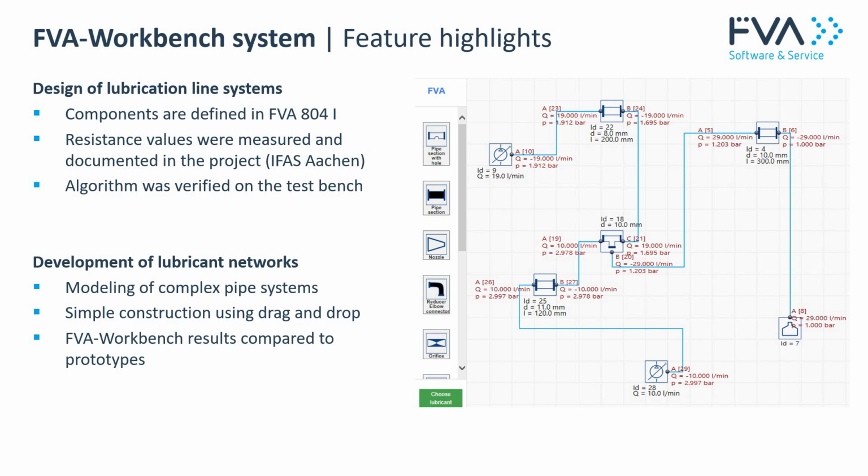And finally, we have another new feature for the design of lubrication line systems and development of lubricant networks. So, a method for designing hydraulic networks was developed in FVA Project 8041. This was a study of hydraulic components in a climate chamber with different viscosities, and this has been implemented in version 6.0 of the Workbench as a lubricant distribution system. So you have your individual components, the pumps, lines, nozzles, etc. You can now determine the volume flow and pressure for each component to ensure that they get sufficient volume flow.